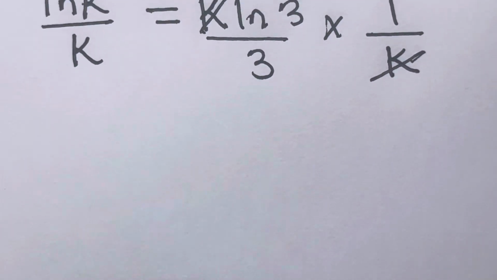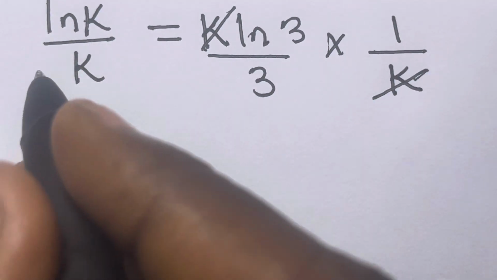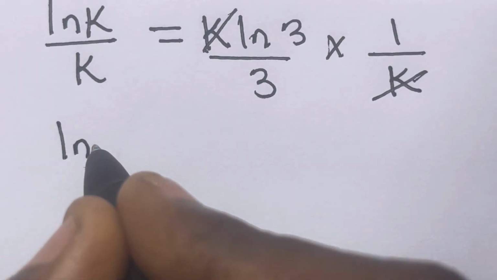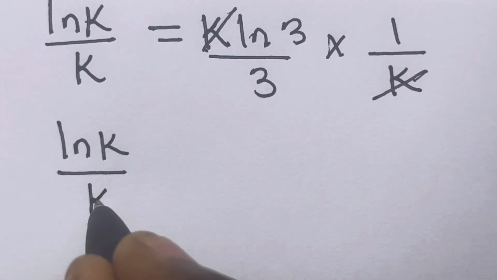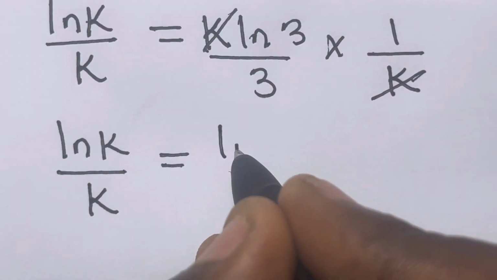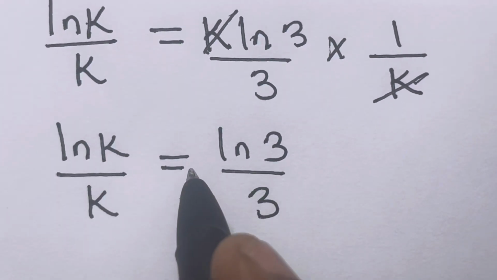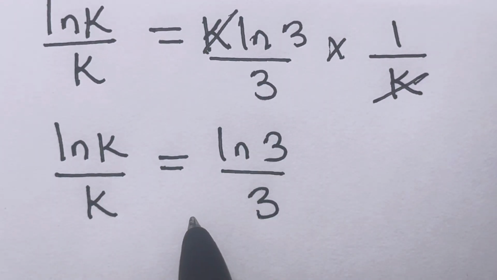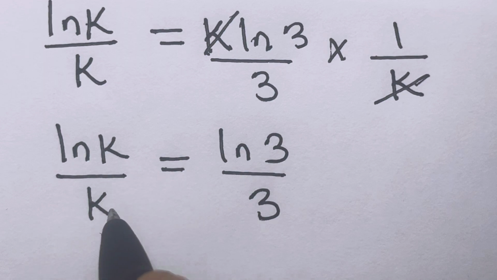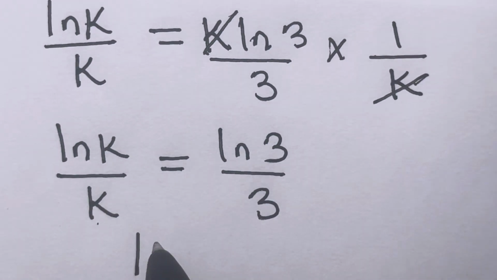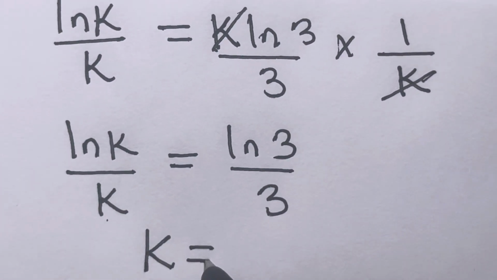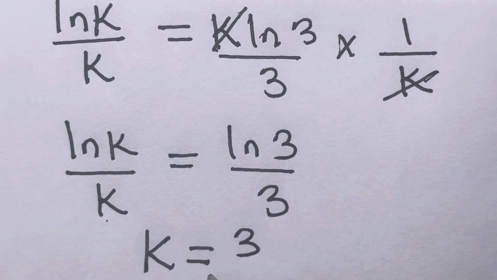So we will have ln k divided by k equals ln 3 divided by 3. Comparing either numerator or denominator, we will have our k to be equal to 3, right? So our k equals 3. So that's for our first case.